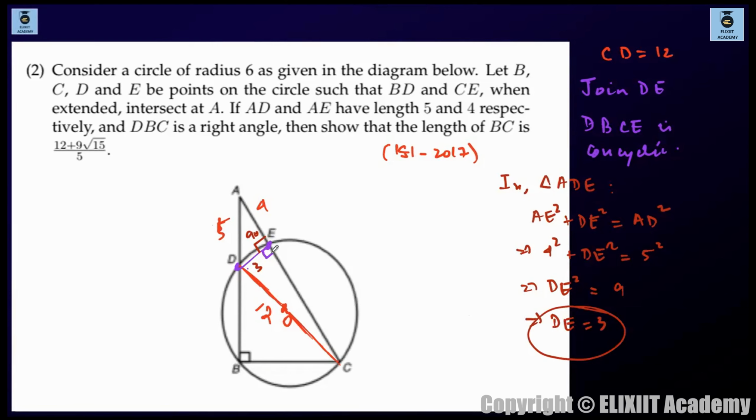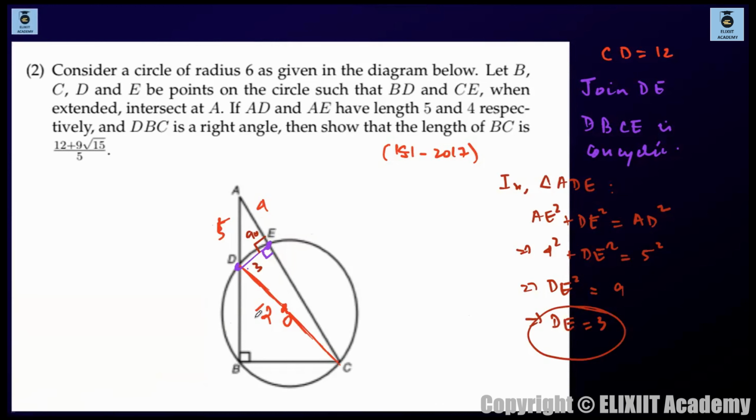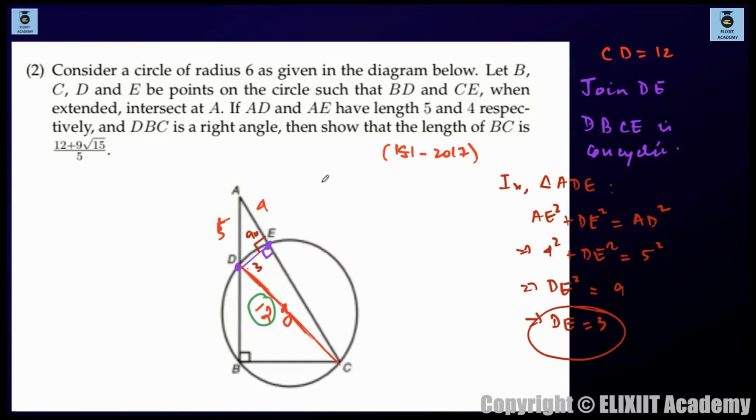So what can we do from here? Acha, DE is 3 units. Further, can we find this CE length using the same thing, Pythagoras theorem once again? Because this is 12, right? This is 12, and this is 3. So we can find out this length now, CE. Yes or no? Again, Pythagoras theorem, in this triangle, which is triangle DEC.